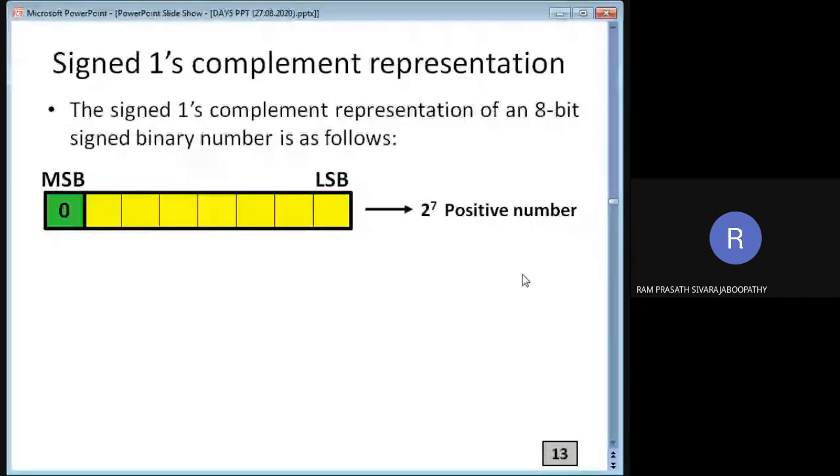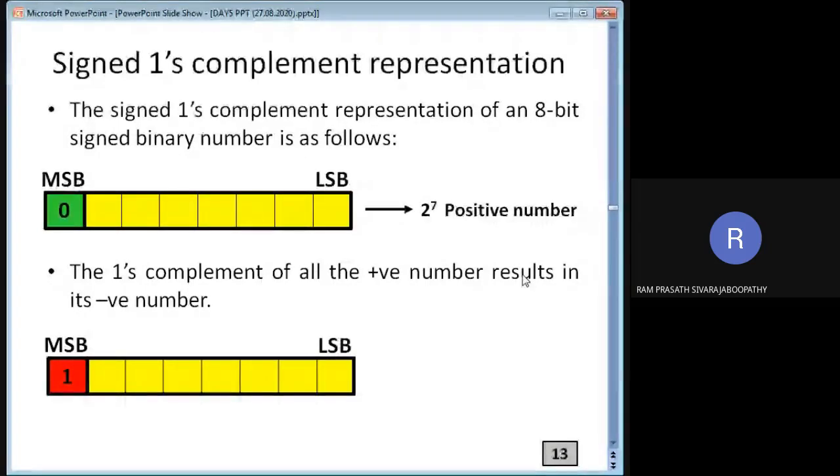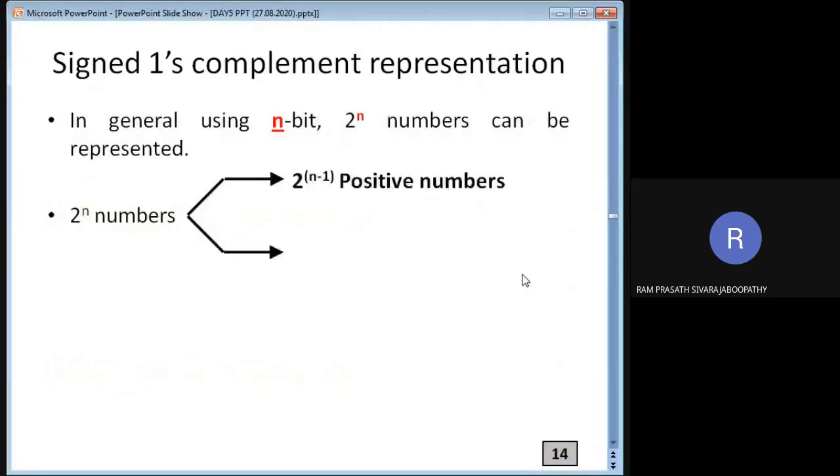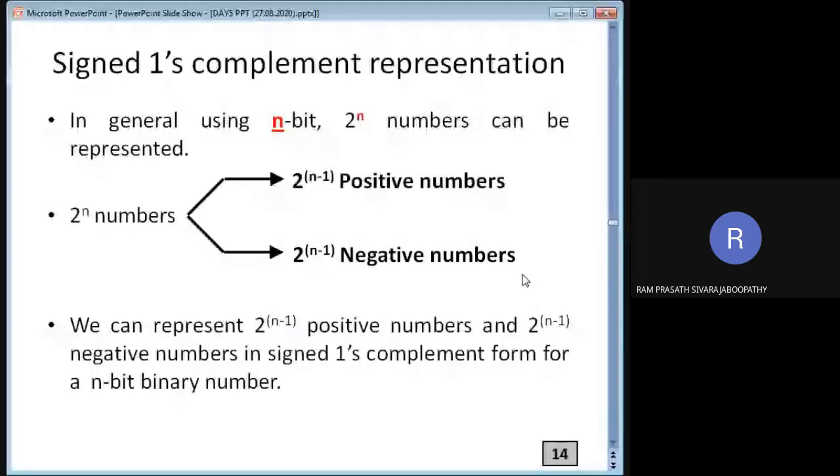So 2 to the power 7 positive numbers are there. Then ones complement of all the positive numbers results in negative numbers only. So we put MSB 1 here, and we have 2 to the power 7 combinations. So 2 to the power 7 negative numbers are there. In general, as we told in signed magnitude form, here also the number of positive numbers and negative numbers are same. The representation is different. That's it. So we can represent 2 to the power n minus 1 positive numbers and 2 to the power n minus 1 negative numbers in signed ones complement form also for an n-bit binary number. Please make a note of it. If I say 16-bit, then we have 2 to the power 15 positive numbers and 2 to the power 15 negative numbers. In total we will be having 2 to the power n numbers.